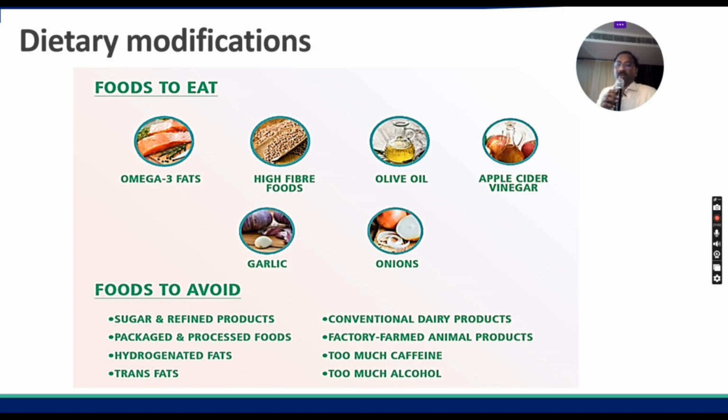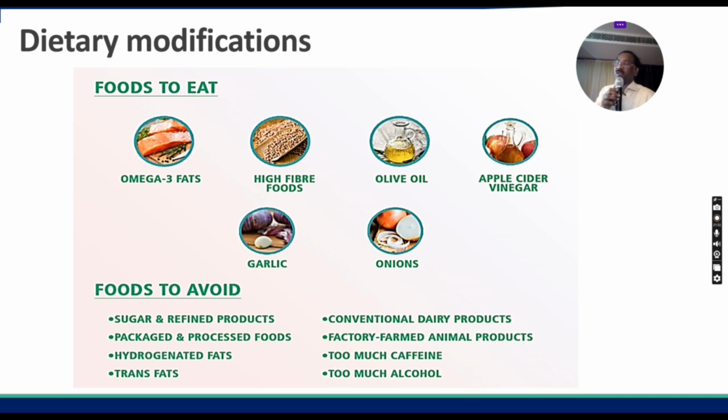Other foods to avoid are the sugar and the refined products, the packaged and the processed foods, hydrogenated fats, trans fats, conventional dairy products. So these are very much important. You all know these foods to be avoided because we have to advise the complex carbohydrates. We have to avoid the simple carbohydrates. More and more protein is important for Indian patients, even if they have CKD. And then more and more polyunsaturated, monounsaturated fatty acids, more omega-3 fatty acids, very, very less saturated fats, no trans fats.